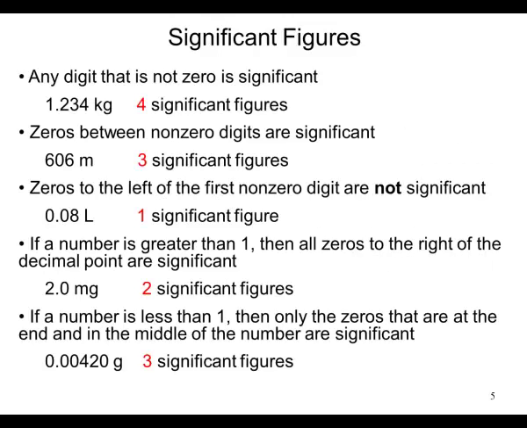The rules for significant figures are shown. Any digit that is not 0 is significant. Zeros between non-zero digits are significant. Zeros to the left of the first non-zero digit are not significant. If a number is greater than 1, then all zeros to the right of the decimal point are significant. If a number is less than 1, then only zeros that are at the end and in the middle of the number are significant.